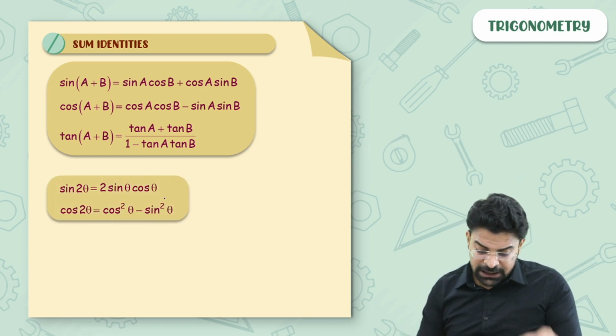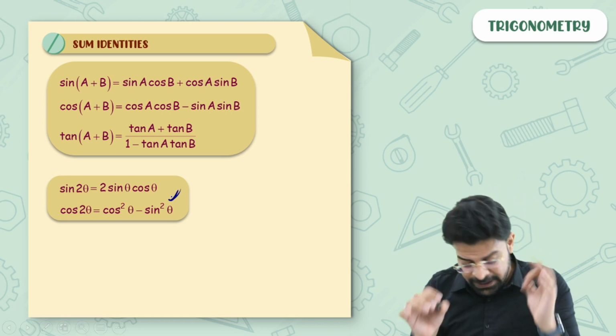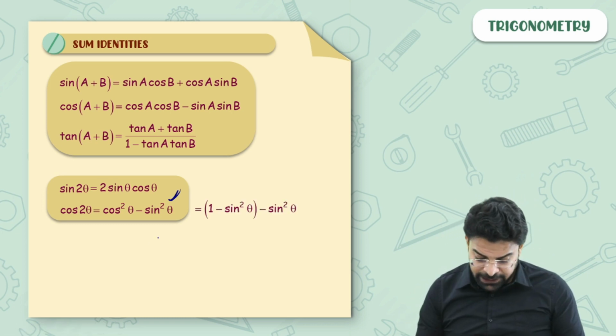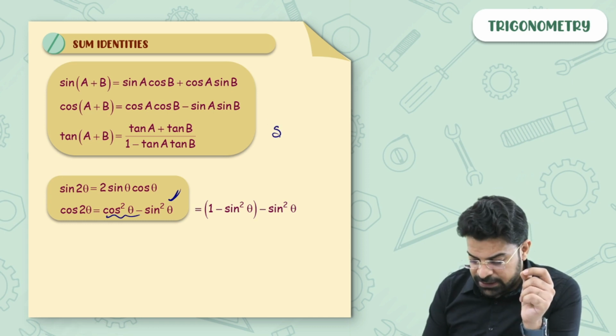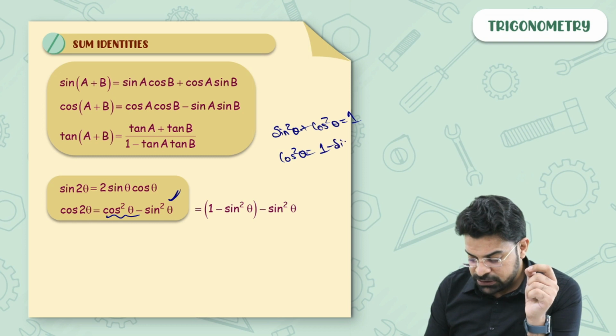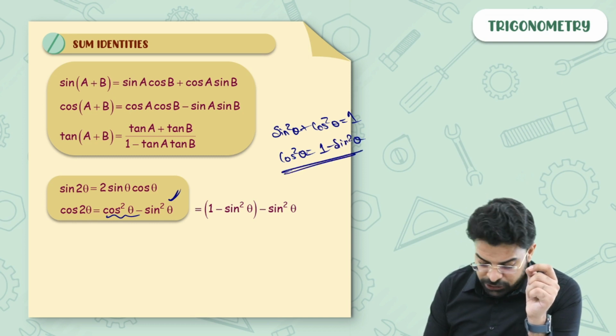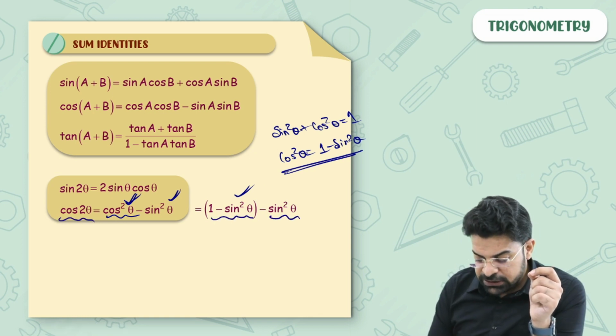I will say this second one is very important in physics. Why? Let's see. One can say in place of cos square theta, using the trigonometric identity that sin square theta plus cos square theta equals 1, I can write that cos square theta equals 1 minus sin square theta. So if I substitute in place of cos square theta 1 minus sin square theta, what I get is cos 2 theta is 1 minus sin square theta minus sin square theta.